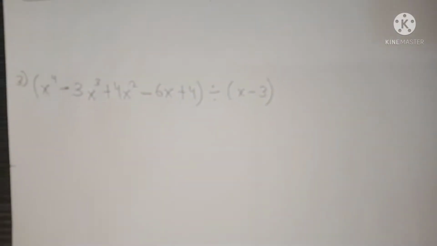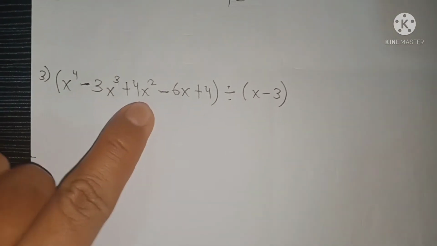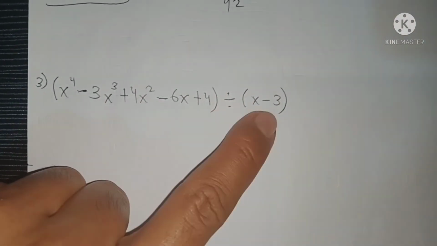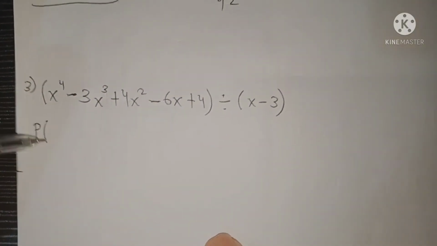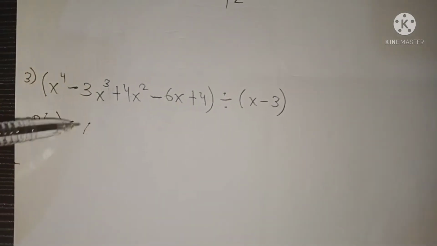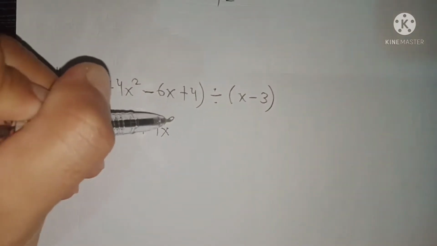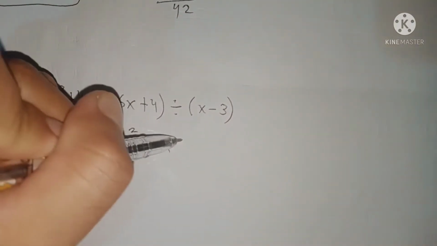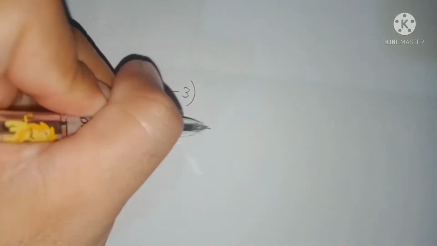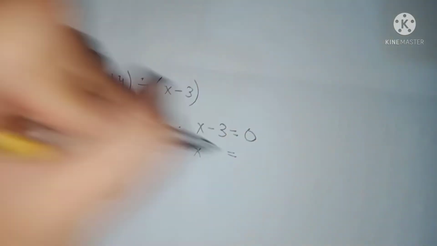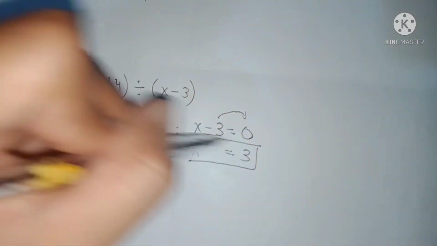Okay, so for example number 3, we have x raised to the 4th power minus 3x cubed plus 4x squared minus 6x plus 4 divided by x minus 3. Yan. So, alamin natin kung ano remainder. First, isulat natin in this form. So, you have p of x equals x raised to the 4th power minus 3x cubed plus 4x squared minus 6x plus 4. And then, kasunod, i-equate natin yung divisor to 0. So, you have x minus 3 is equal to 0. And then, find the value of x. So, from negative, pag inilipat natin sa kabila, magiging positive. So, you have positive 3.